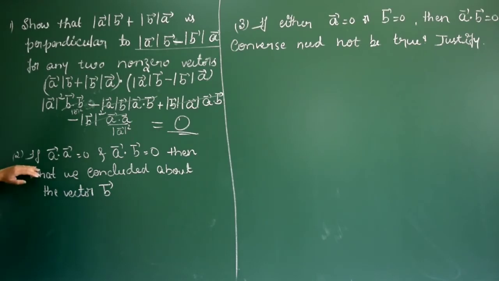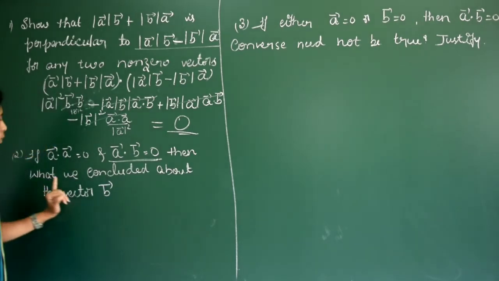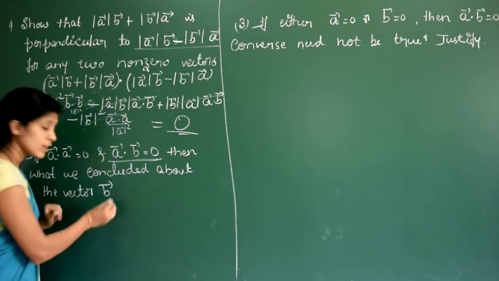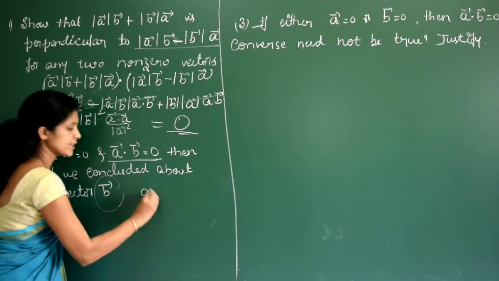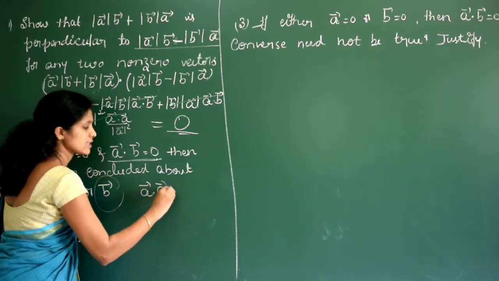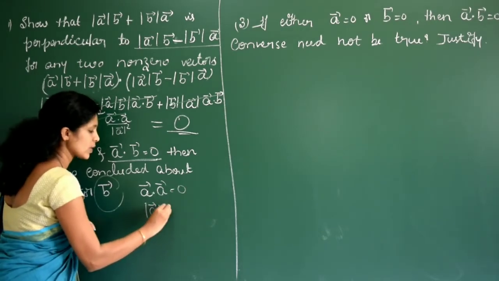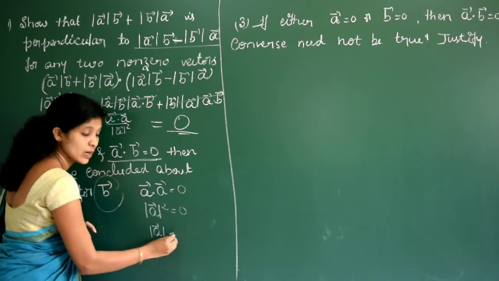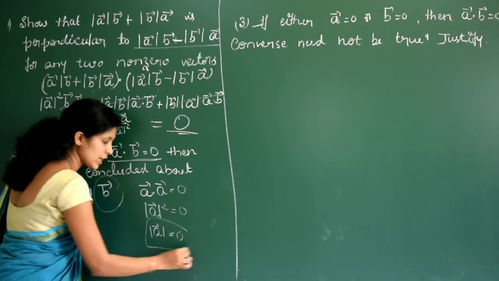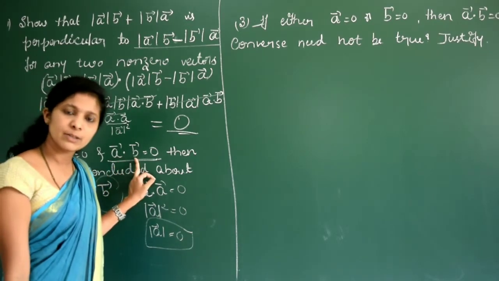See this? If a vector dot a vector is equal to 0 and a vector dot b vector is equal to 0, then what do we conclude about the vector b? Can you say? Simple it is. See, a vector dot a vector is equal to 0 is given. That means magnitude of a vector square is equal to 0. I can write magnitude of a vector is equal to 0, right? Since magnitude of a vector is equal to 0, so obviously a vector dot b vector will be equal to 0.